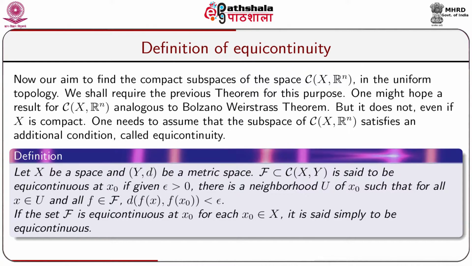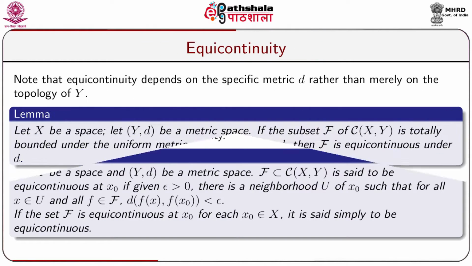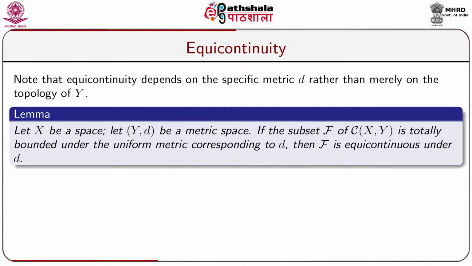we shall get a neighborhood, say U_f. Now since we have considered script F finite, we take the finite intersection of the U_f's, which is again an open neighborhood containing x naught, and this intersection will work for all members of script F. Hence, any family of finitely many continuous functions is of course equicontinuous. Note that equicontinuity depends on the specific metric D rather than merely on the topology of Y.